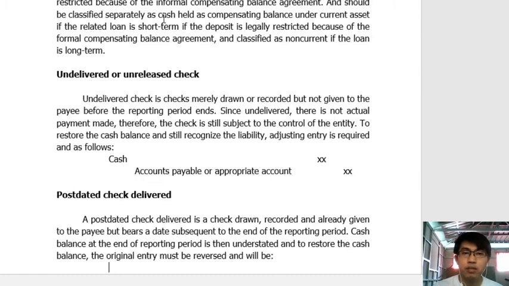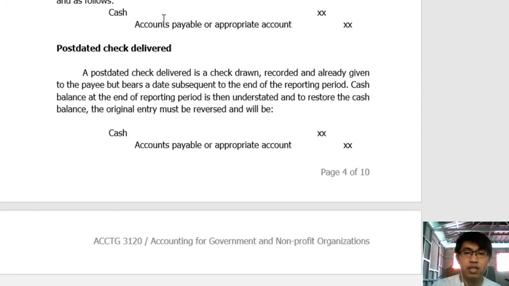But because it is undelivered or it is unreleased, you need to restore the cash account para hindi ma-understate yung cash balance. So, what is the entry? Ang sabi dyan, you debit cash and then you credit the accounts payable or vouchers payable or any appropriate liability account. So, para lang ma-reflect. So, ibig sabihin, utang pa siya. Hindi pa siya nababayaran.